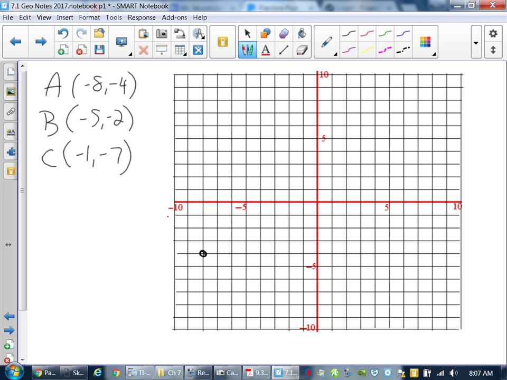Do you want us to do this? Yes, please. There's our first one. Yeah, that's why I get graph paper.